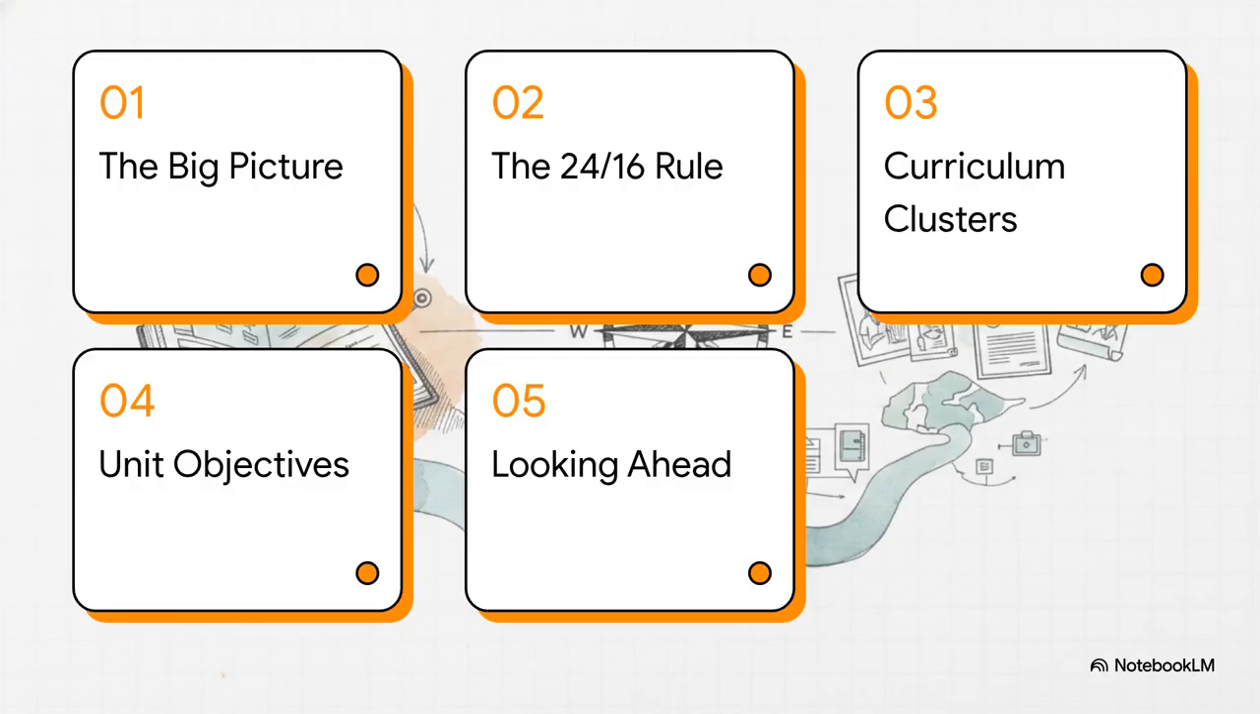Okay, so here's our roadmap for today. We'll start big with the big picture, move into a critical scheduling constraint we call the 24-16 rule, break down the 4 curriculum clusters, talk about unit objectives and behaviors, and finally do a little looking ahead. We are basically taking a top-down approach, moving from the macro regulatory stuff right down into your daily lesson planning.